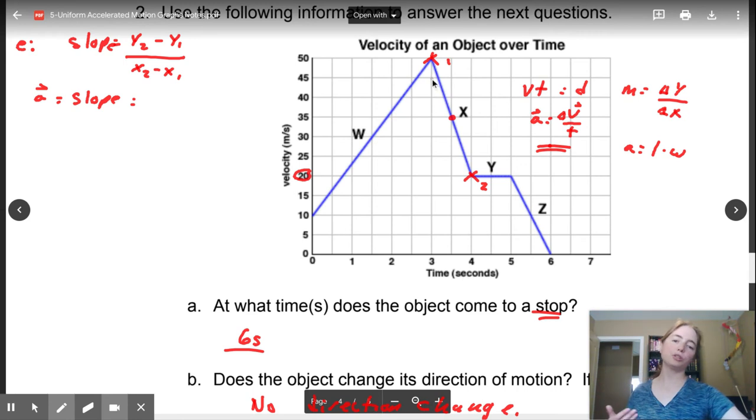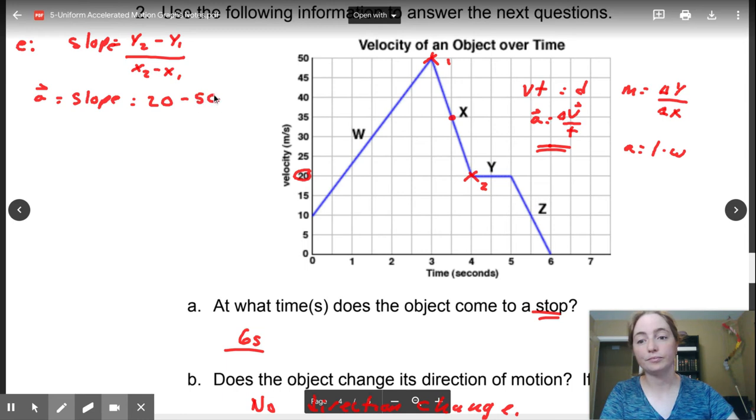Now, notice we're slowing down here. Yes, you're going to wind up with a negative number, and that's good. You want a negative slope because that shows you're slowing down. If you have a positive slope, something went wrong. So y2, this is my point number 2, and the y is 20, and my y1 is 50. Okay, that's going to give me negative 30, and that's okay.